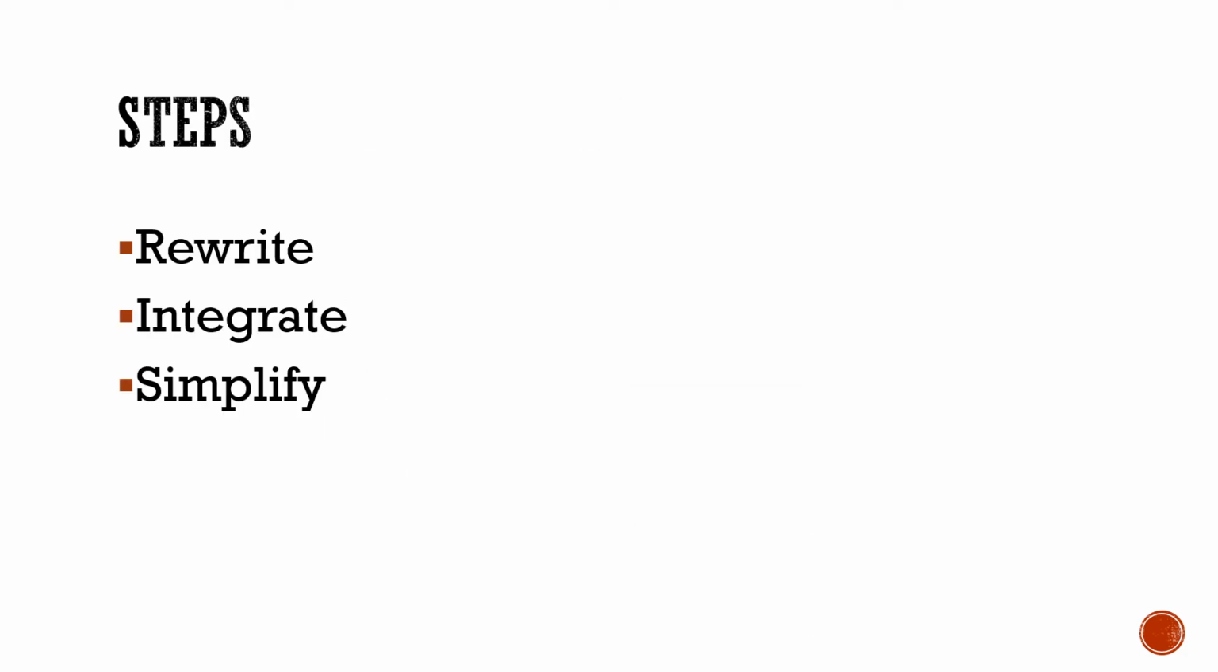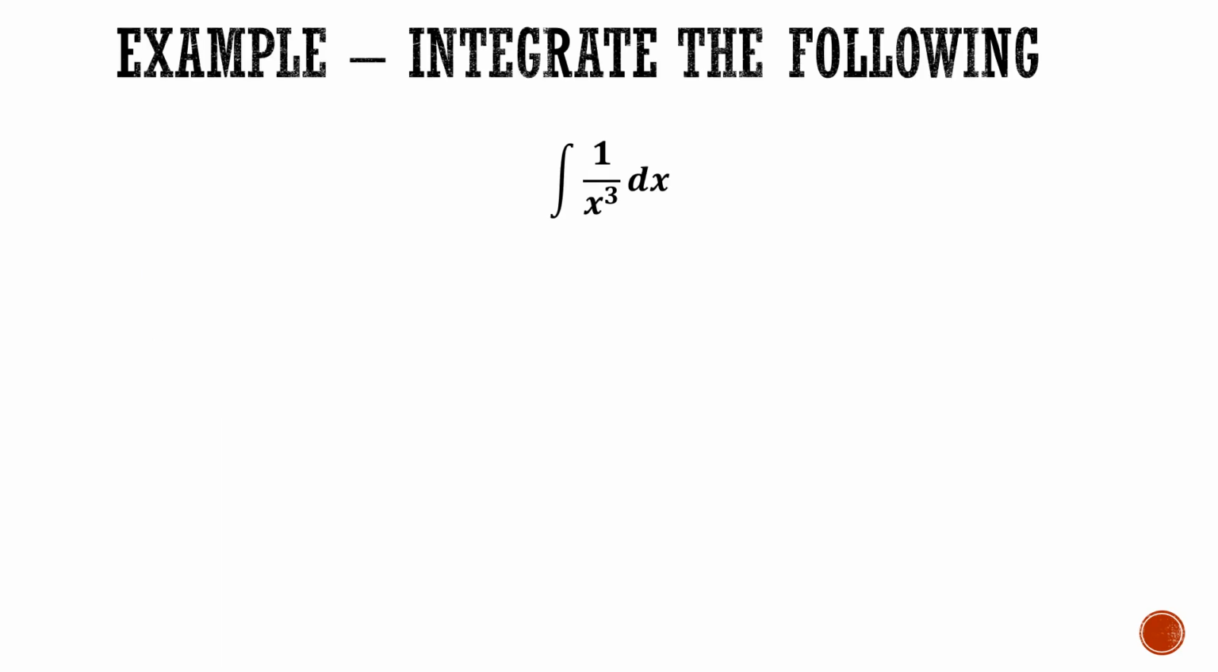All right, so your steps for solving these integrals: step 1 is going to be rewrite. Step 2, you're going to integrate or find the antiderivative. And then step 3, you're going to simplify it, just like we did when we did basic derivatives. All right, so example 1, we have integrate the following. Integral of 1 over x cubed dx.